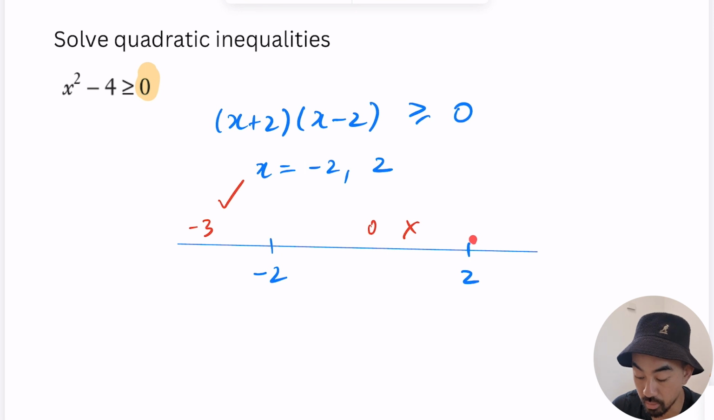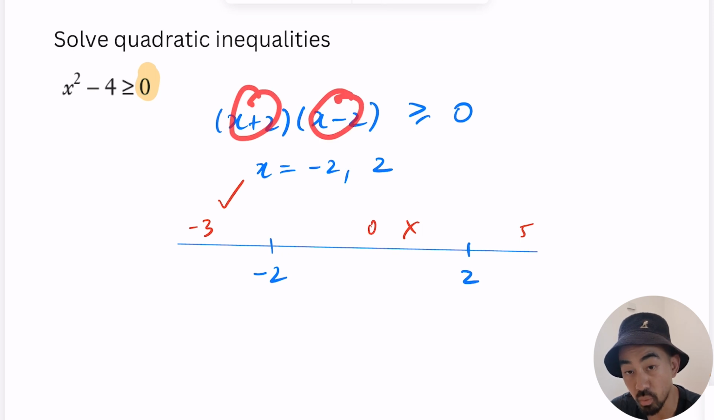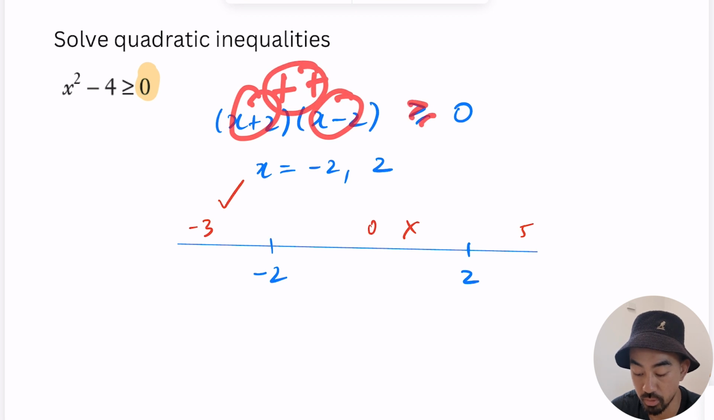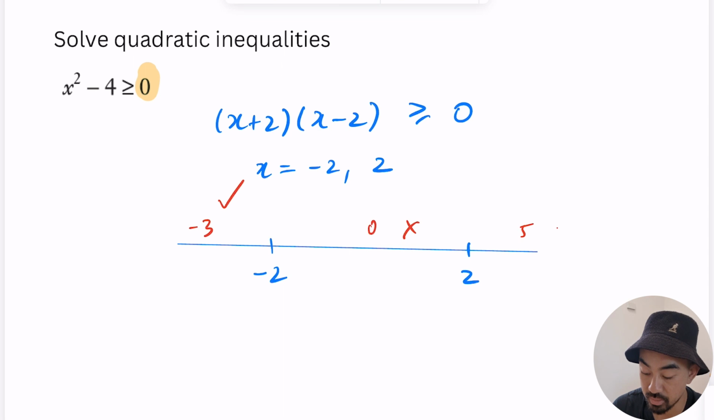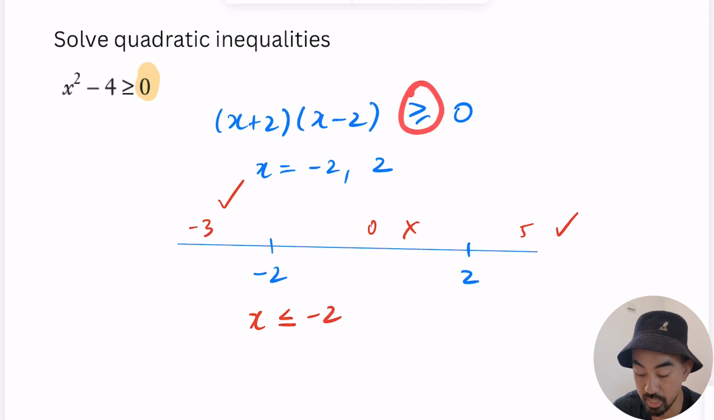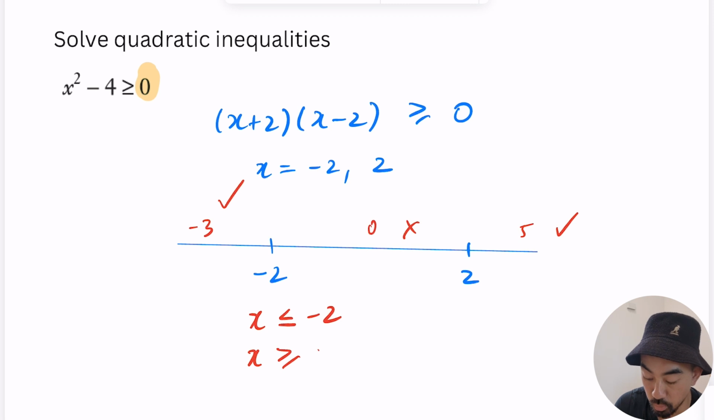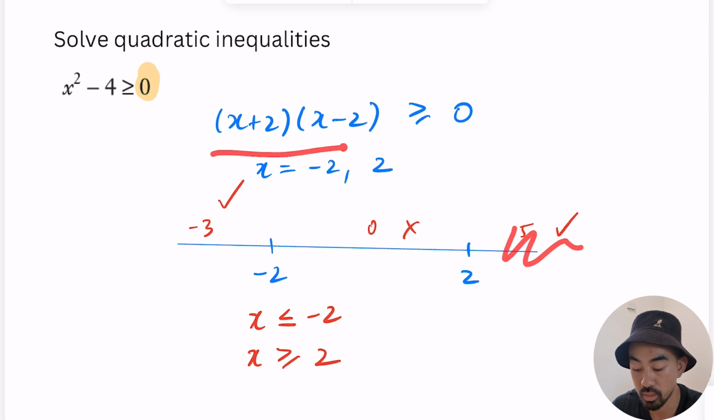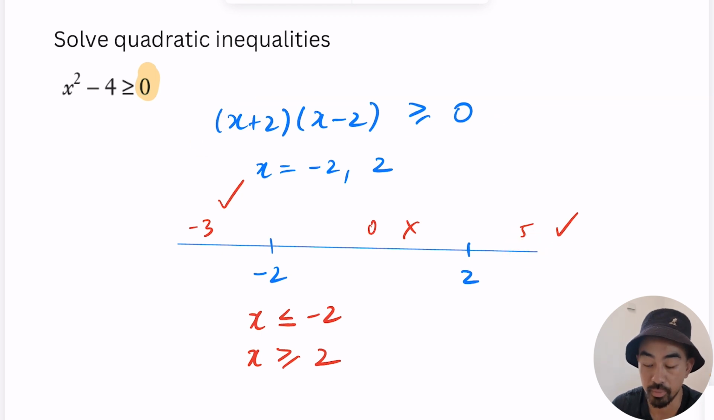Now, let's also check anything greater than 2. So let's just choose a number, like 5. Now, 5 plus 2 is positive, and 5 minus 2 is also positive. So a positive and a positive will overall make a positive, which is greater than 0. So I know that this is also true. Therefore, x is less than or equal to minus 2, because I know that's the same sign here. But it's also x is greater than or equal to 2, because I know those regions greater than 2 also satisfy that equation. Okay. All right, here's the next one.